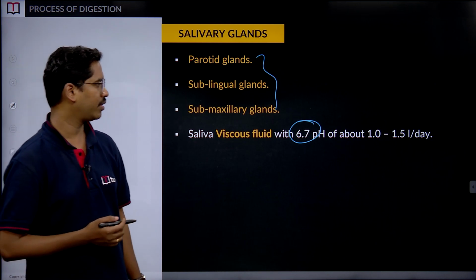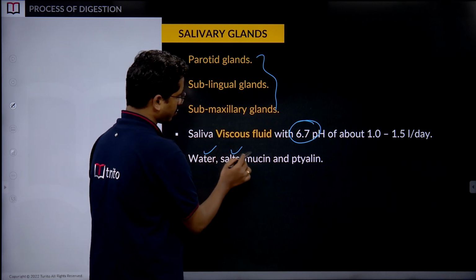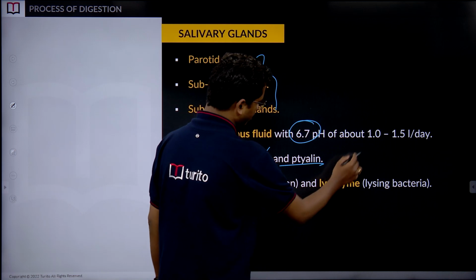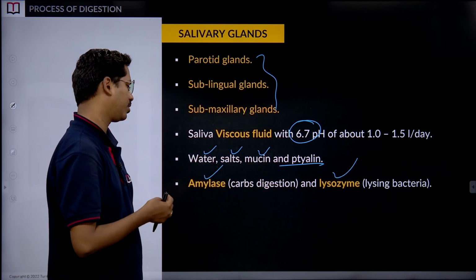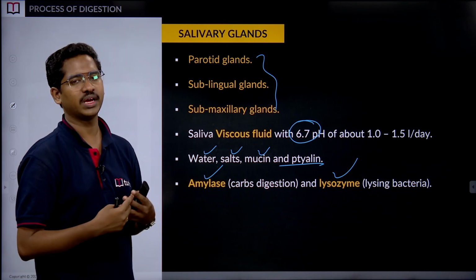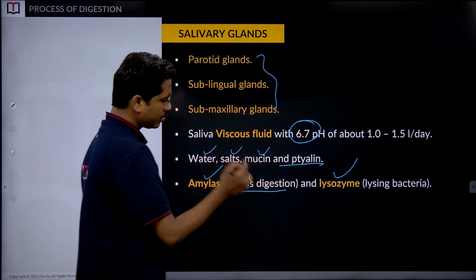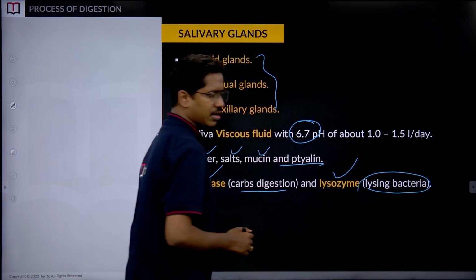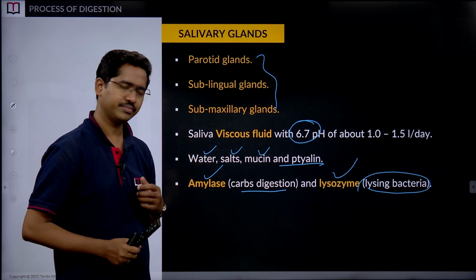Around 1 to 1.5 liters of this fluid is released every day, and it consists of water, salts, mucin and ptyalin. Amylase and lysozyme are the main enzymes acting there. They work together for digesting the carbohydrates first of all, and lysozyme is one good enzyme present in the saliva, helping in breaking apart bacteria or any other bacteria-like stuff entering into the food.